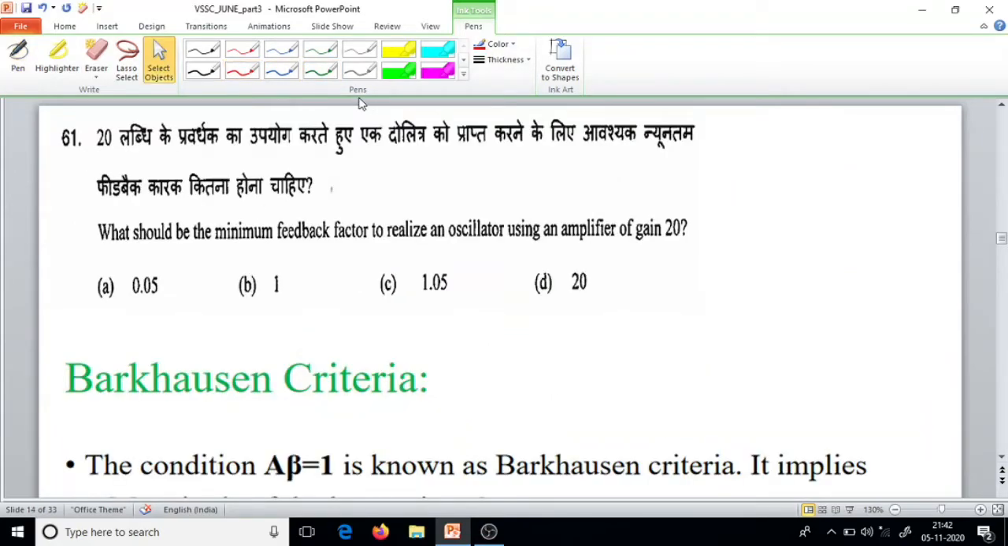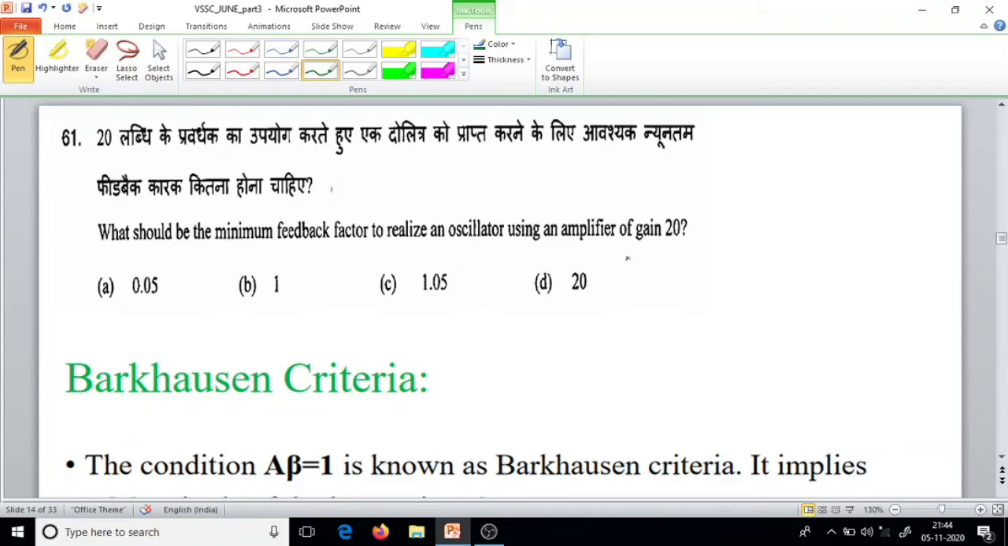So next question, question number 60. What should be the minimum feedback factor to realize an oscillator using amplifier gain of 20 volt?